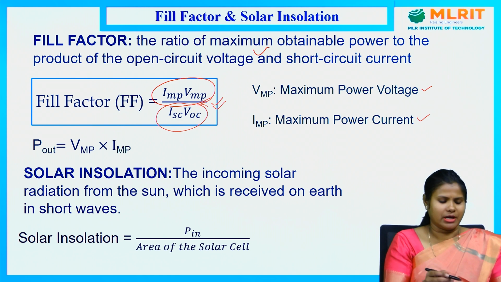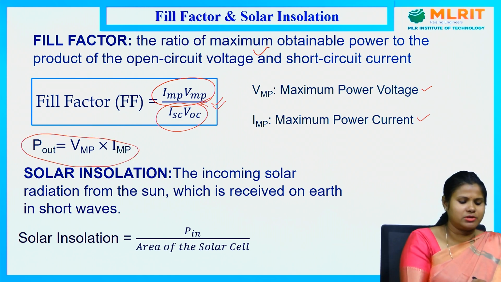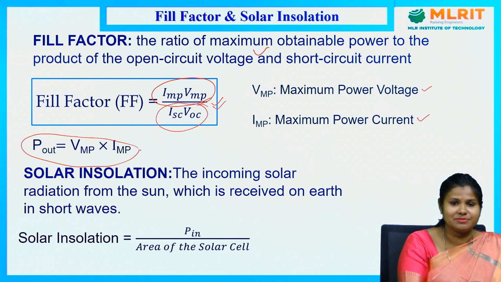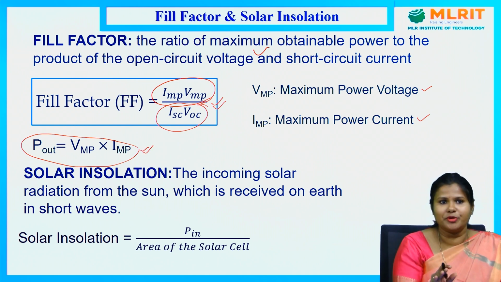current. Now the output power of the solar cell can be defined as VMP into IMP. This is the maximum power voltage into maximum power current. This is the output power.